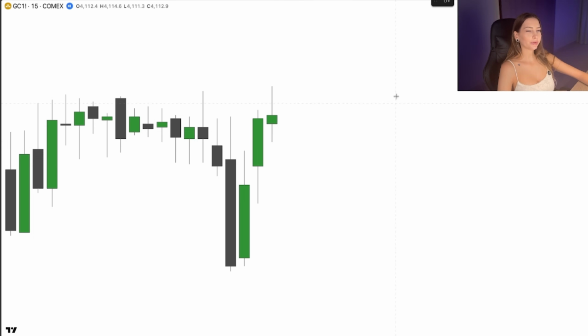Here we are on gold on the 15 minutes, and what we can see is that price is sweeping a key level. How do I validate this key level? How do I know if something really happened at this time?